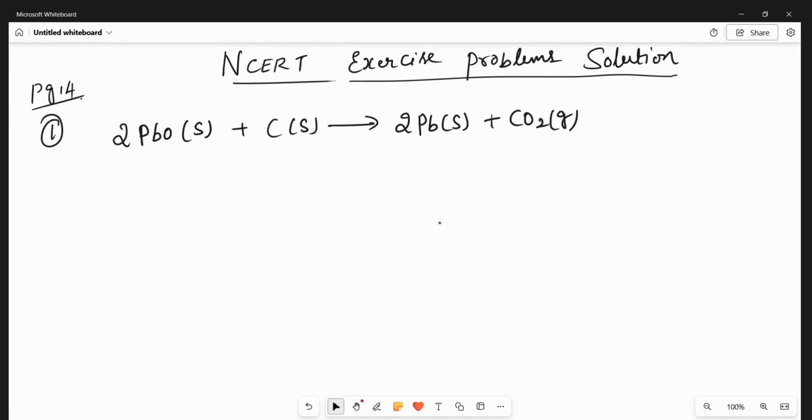Like that he is asking, maybe multiple answers may be correct or it may be incorrect also. So he is asking about the incorrect option. He is asking, A and B correct? Lead is getting reduced. Lead is not reduced. No, lead oxide is reduced. So the first option is incorrect. Next one, carbon dioxide is getting oxidized. Carbon dioxide is not oxidized. Carbon is oxidized. So options 1 and 2 are incorrect.